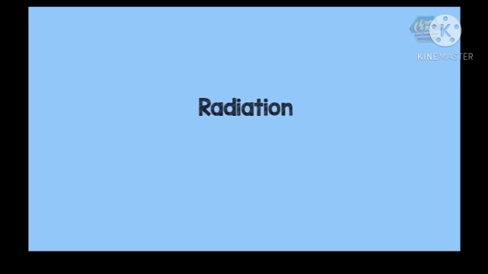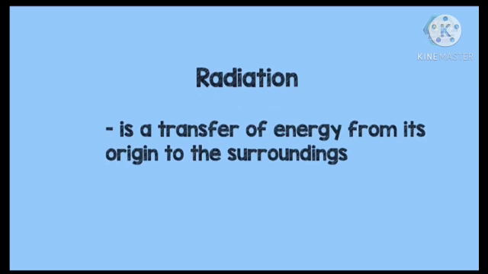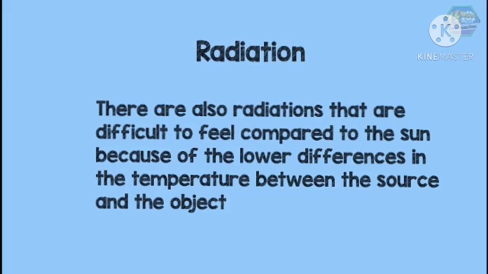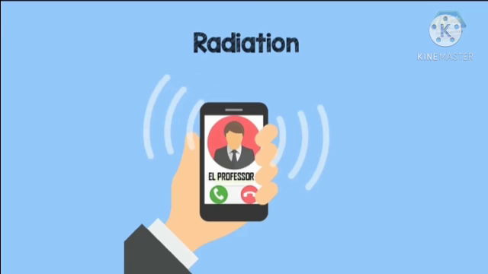Let's see what radiation is. Radiation is the transfer of energy from its origin to the surroundings. For example, the alligator and the lizard take the heat from the sun, which is the main source of energy. Now there are also radiations that are difficult to feel compared to the sun because of the lower difference in temperature between the source and the object. What do you think that will be? The radiation from your cell phones is an example.